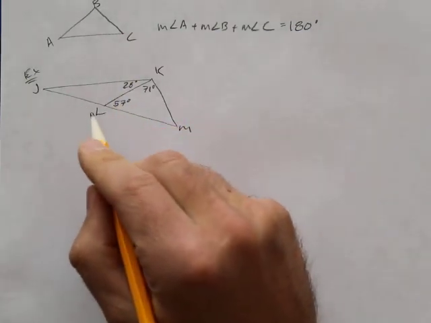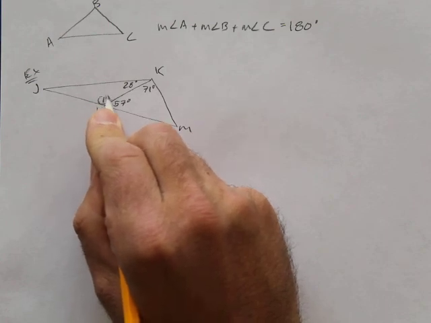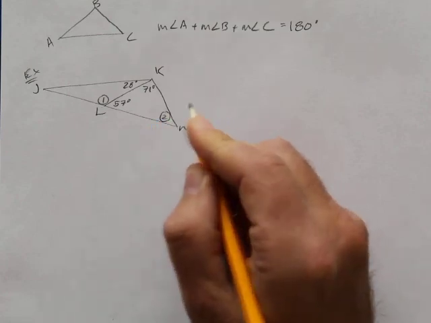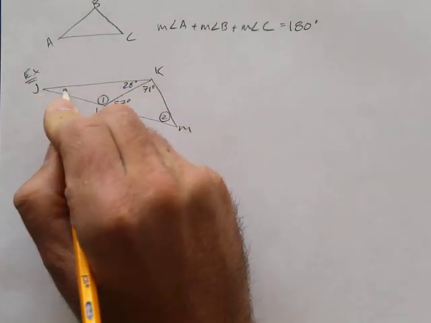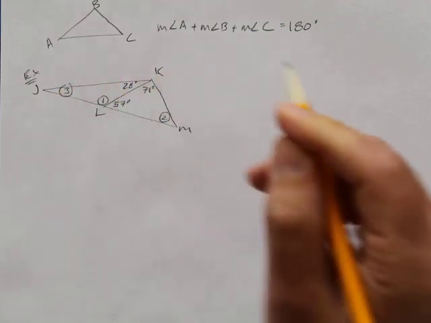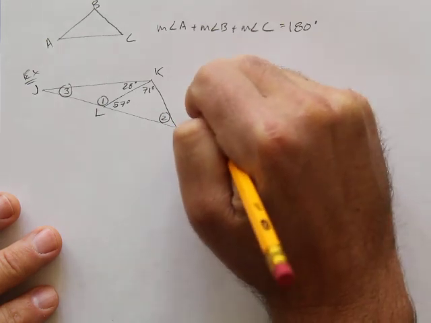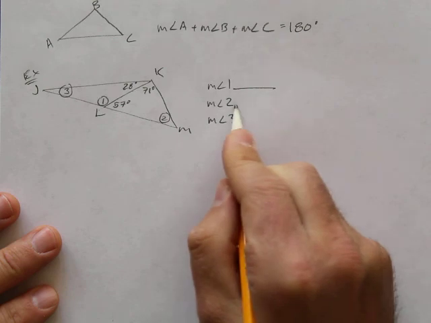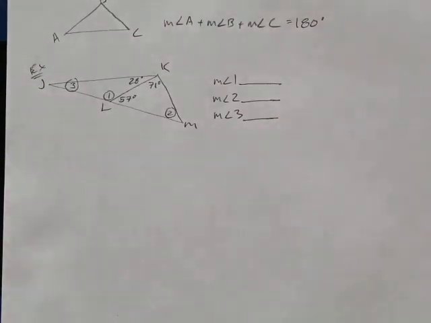Now, JLK is angle 1, and down here M is angle 2, and J, or KJL, is angle 3. And I want to know the measure of angle 1, the measure of angle 2, and the measure of angle 3. So let's figure out how we can go about doing this.